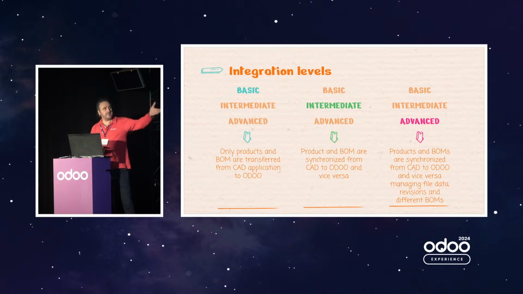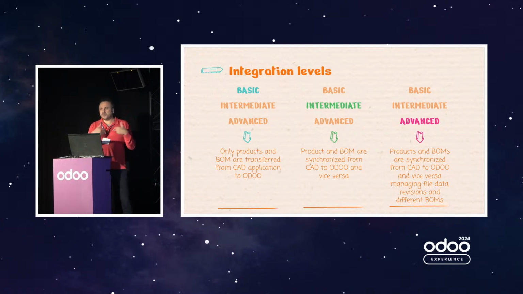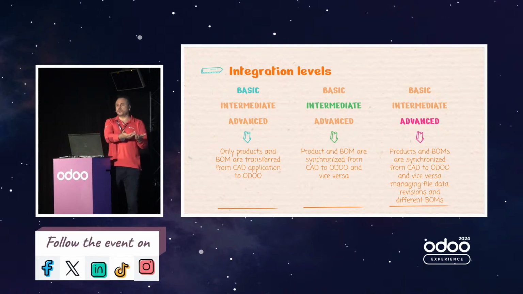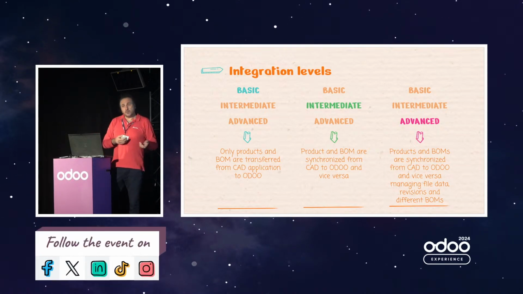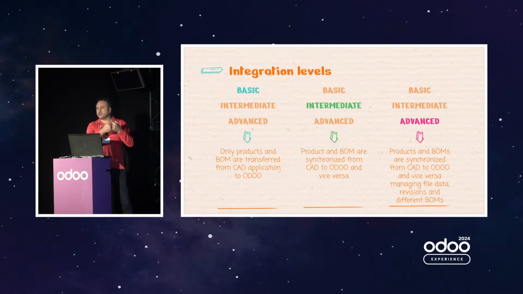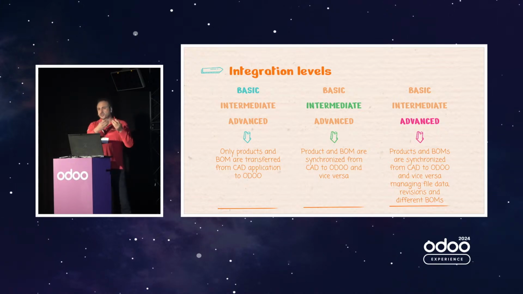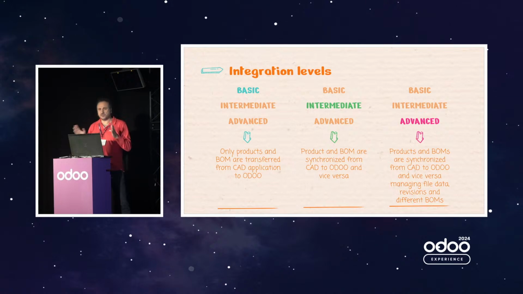We can also have an intermediate step in which, instead of only pushing the data from the CAD application to Odoo, we can also retrieve the data. So we can, in a certain way, get the data from Odoo and push the data inside the CAD application. So we can push and pull this information between the two systems.